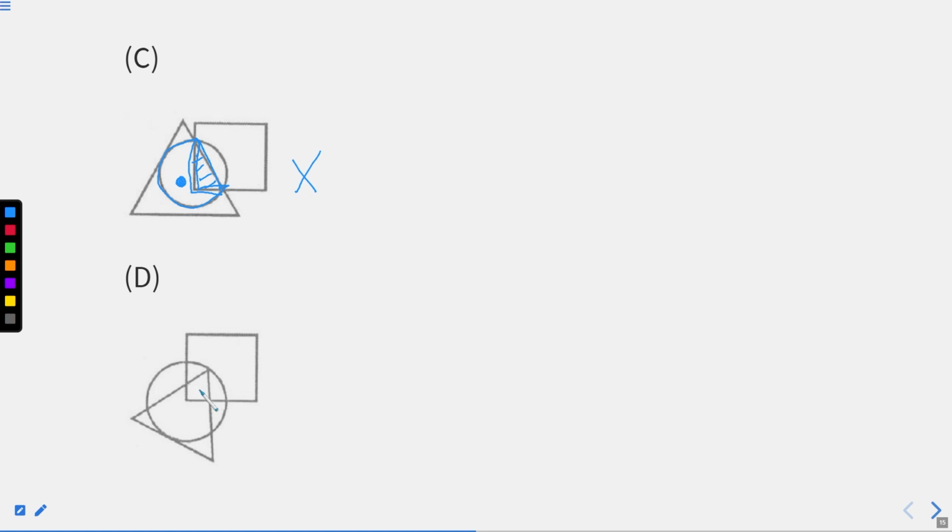Similarly, for option number 4, triangle and a circle have a common area of this. Understand? We can place one dot here. Triangle and square have a common area of this much only, the shaded one. But this is completely inside the circle, and we need it outside the circle. That is why this is also not your answer. I hope this part is also clear to you.